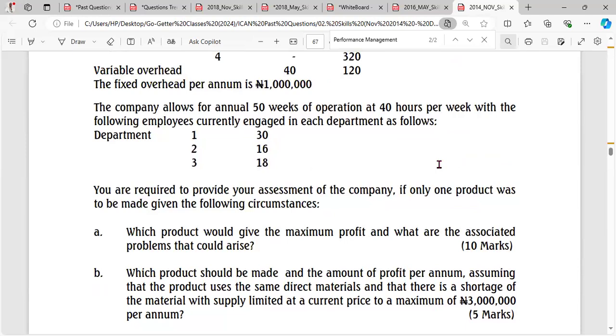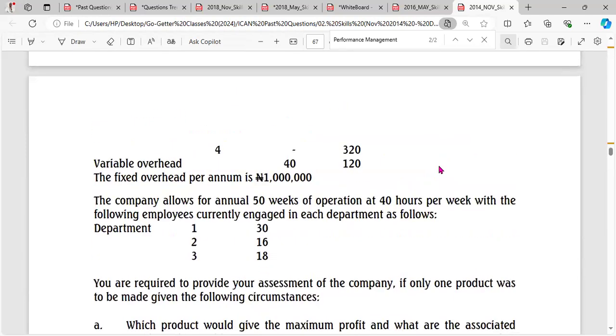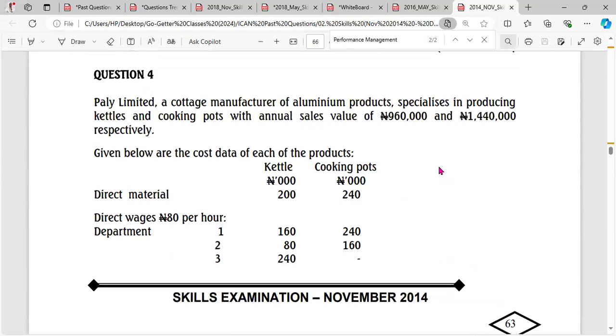Okay. All right, let's see how this question can be solved. Pali Limited is the name of the company. It's a cottage manufacturer of aluminium products and specializes in producing kettles and cooking pots. Now, these are the products with annual sales value of 960 and 144.